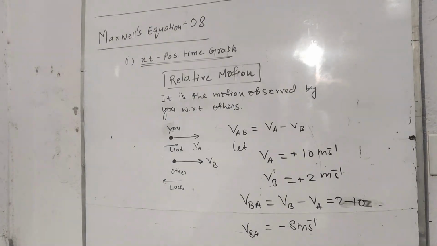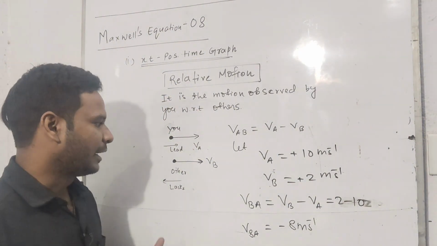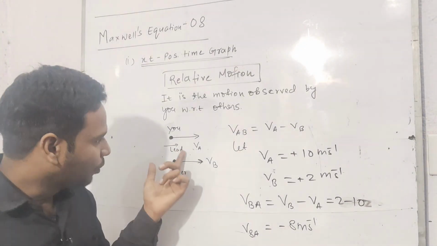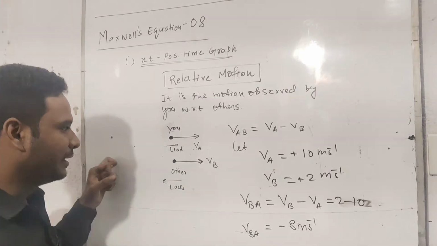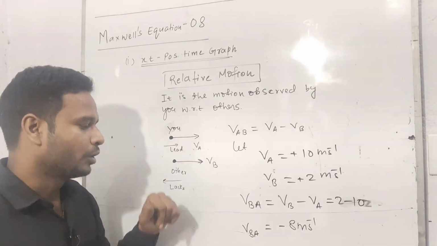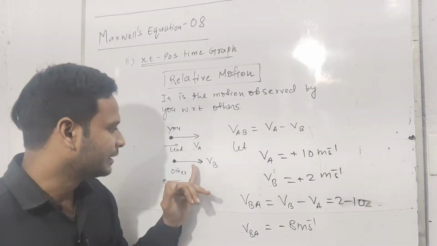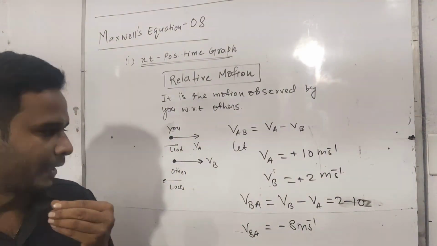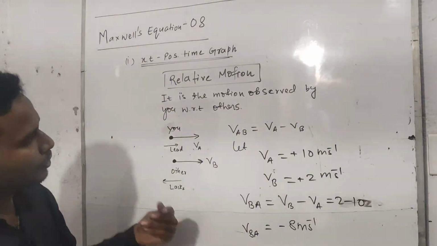What does this minus 8 meter per second mean? B's observation is not that he is leading you. He observes the contrary, that he is lagging behind you by 8 meter per second. This minus denotes the lagging of B. It simply means B is moving slower than A. So this is the relative velocity.